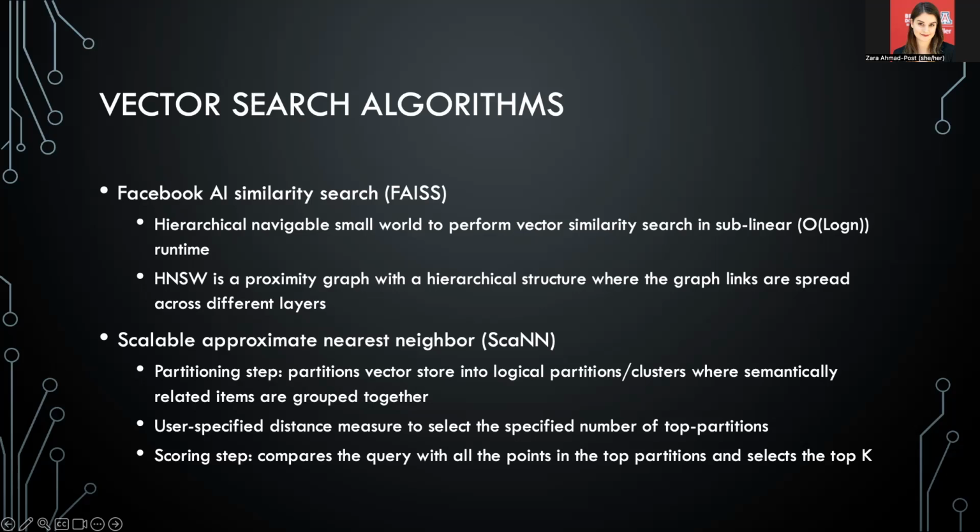Oh yeah, log of n. That's nice. That's sublinear time. Yay, we love it. So that's one way of comparing super high dimensional vectors very quickly without having to do individual search like that. Then there's also scalable approximate nearest neighbors.